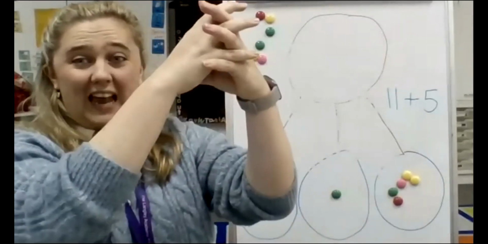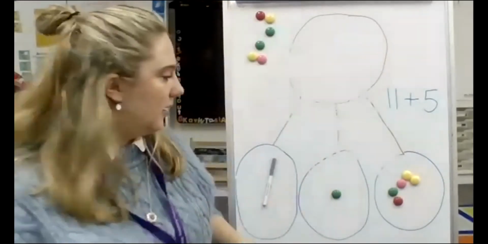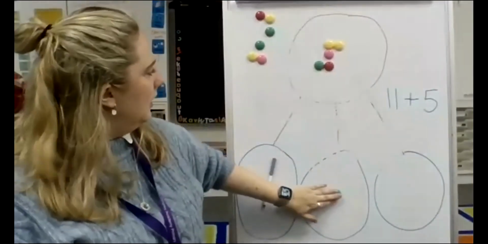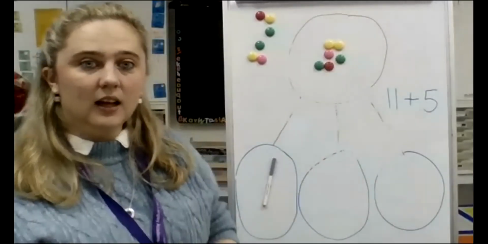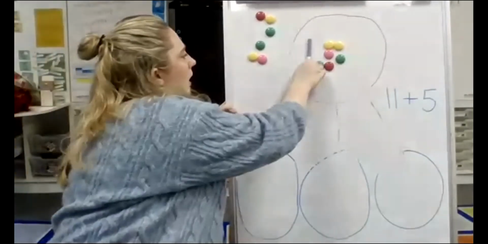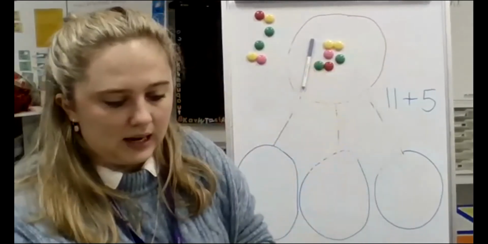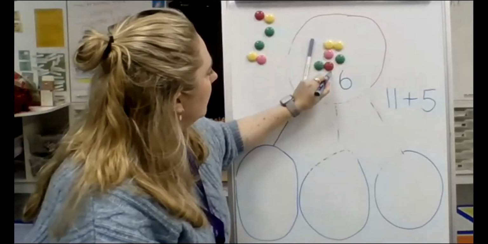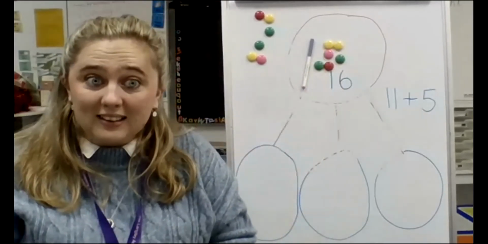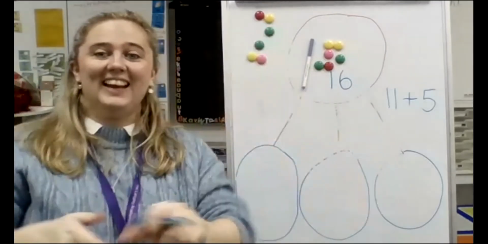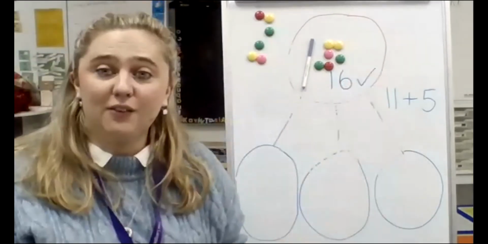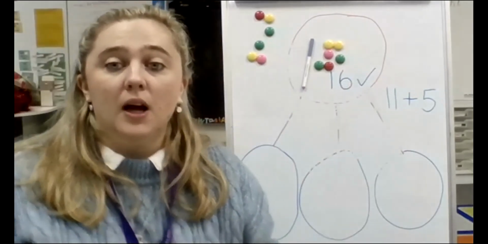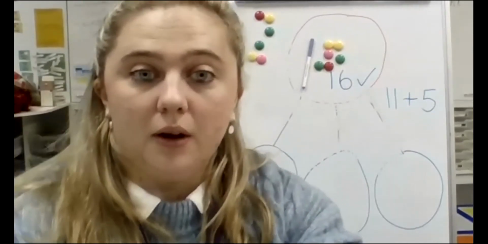So if we put them all together, it will equal our answer. Okay. So let's try it. 5, 6, and 1 ten. So we have 6 there and 1 ten, which makes 16. Fantastic. Give yourself a tick if you got 16. Fantastic. Okay, now I'm going to give you a challenge question to do, okay?